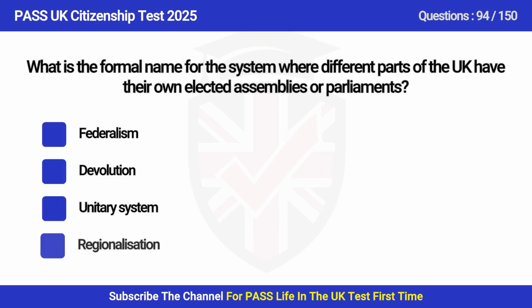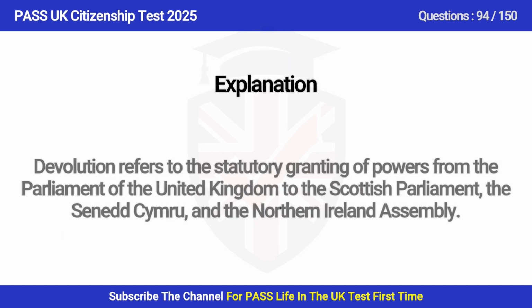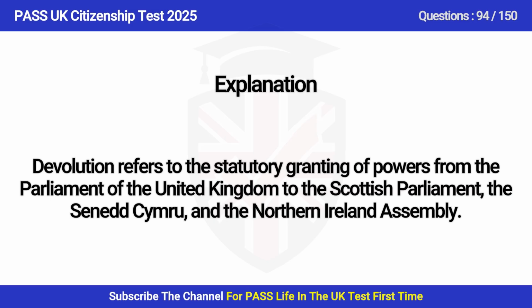Question 94. What is the formal name for the system where different parts of the UK have their own elected parliaments? A. Federalism, B. Devolution, C. Unitary system, D. Confederation. Answer is B. Devolution. Devolution refers to the statutory granting of powers from the Parliament of the United Kingdom to the Scottish Parliament, the Senedd Cymru, and the Northern Ireland Assembly.